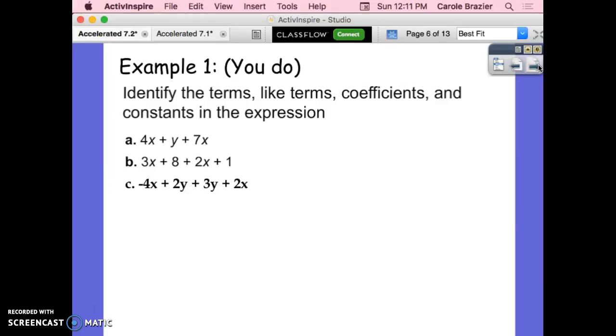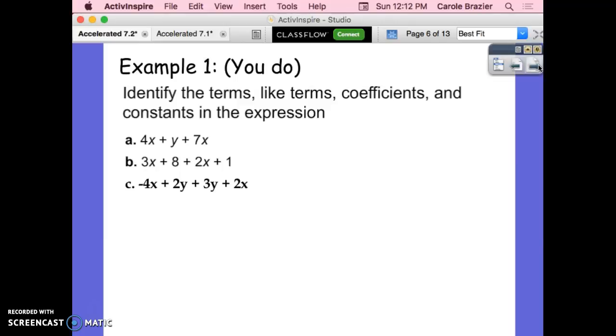Okay, welcome back. For A, your terms should have been 4x, y, and 7x. Your like terms should have been 4x and 7x. Your coefficients for this one would have been a 4, a 1, and a 7, because even though that y is by itself, it still represents a 1.